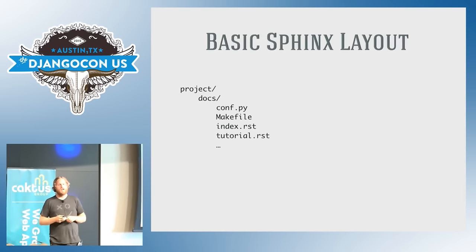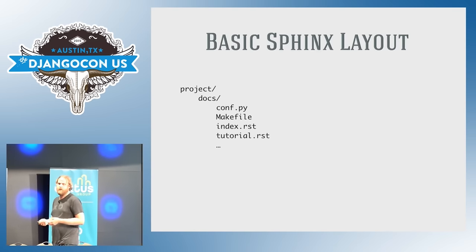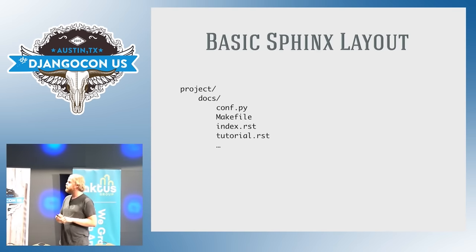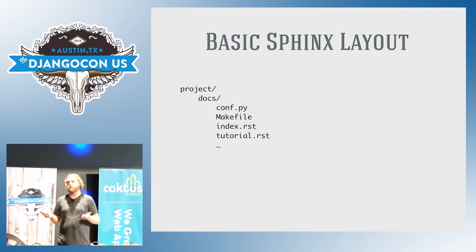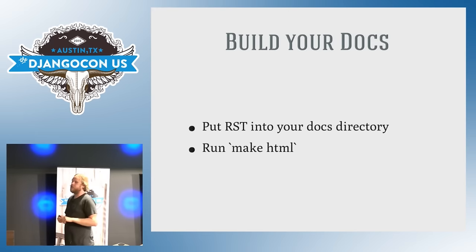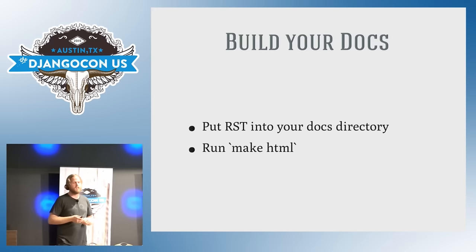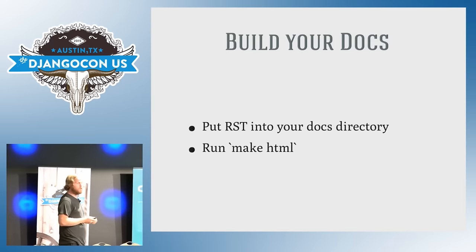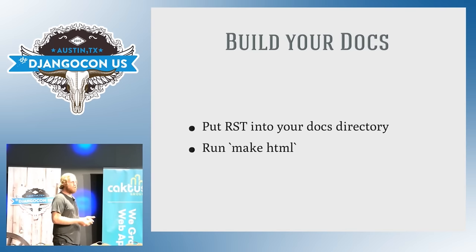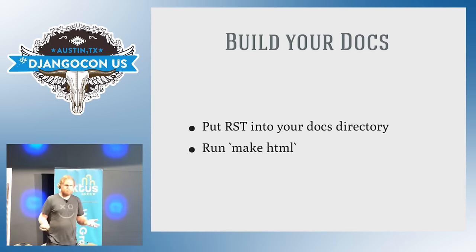The basic Sphinx layout is a conf.py, which is a Python configuration file, a makefile that just makes local development a little bit easier, and then a bunch of reStructuredText files. To build them, you just run make html. If you pull down a Python project, chances are it'll have Sphinx documentation. If you want to build those docs locally, you just go into the docs directory, run make html, and you have all of the HTML documents in your project.